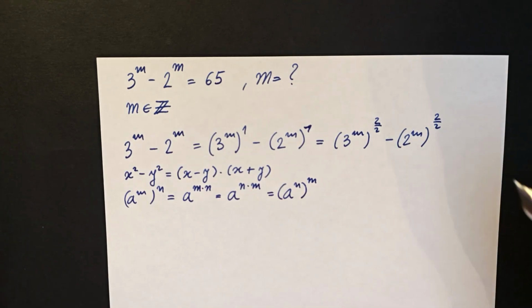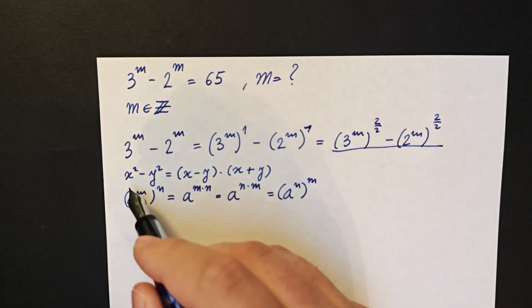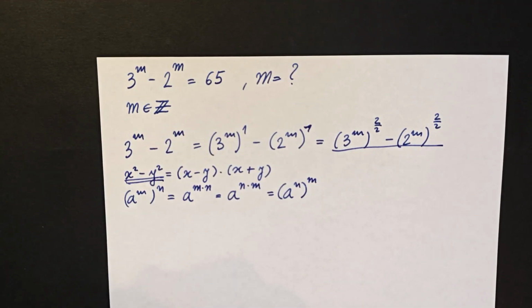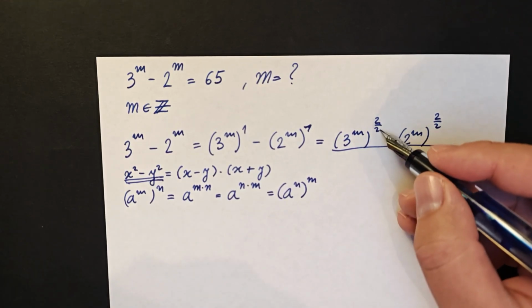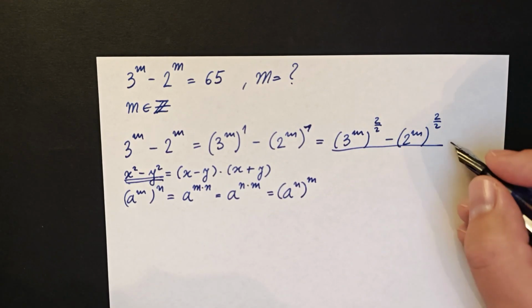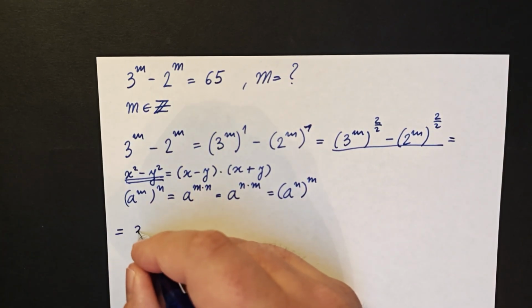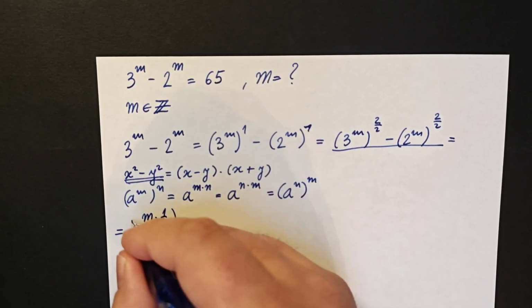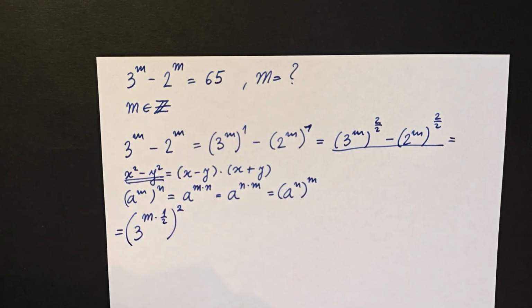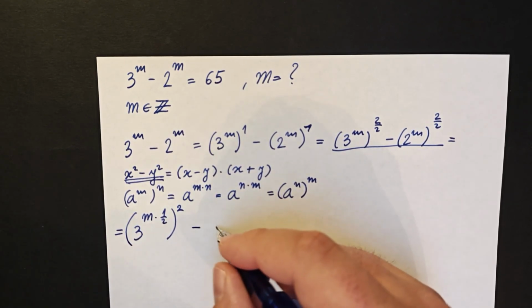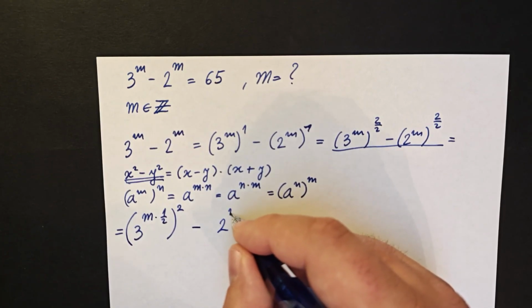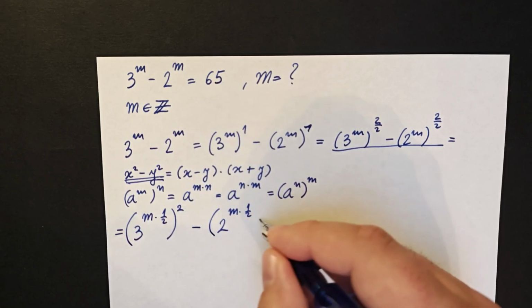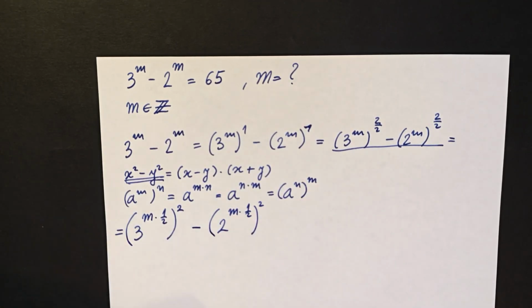We are trying to plug this equation into the difference of two squares here. That means that we have to put this 2 over 2 together with m. And how are we going to do that? We are taking 1/2 from this 2 over 2, and that 1/2 we are going to pair with m. So we are going to get 3 to the power m multiplied by 1/2, and we are going to raise that to the power 2. Minus, we are going to do the same thing again, so we have 2 to the power m multiplied by 1/2, and then the entire thing raised to the second degree.